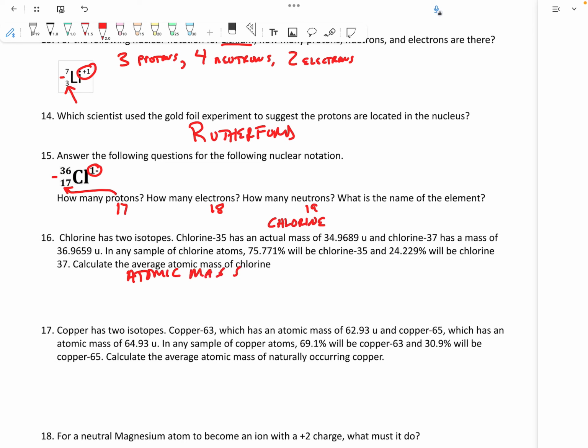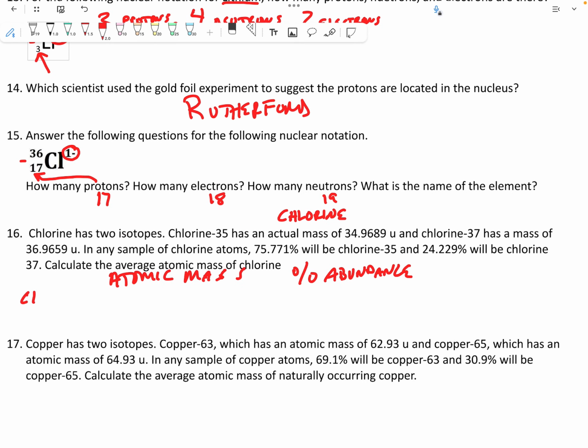And then we're going to put, let's see, the percent abundance over here. Okay. Then now we're going to put chlorine 35 here, chlorine 37. The atomic mass of chlorine 35 is 34.9689. We're going to multiply that by its percent abundance, which is 75.771. And we're going to get for that 2649.62.